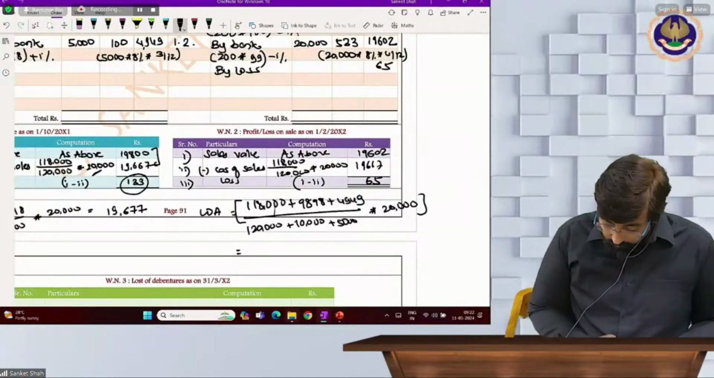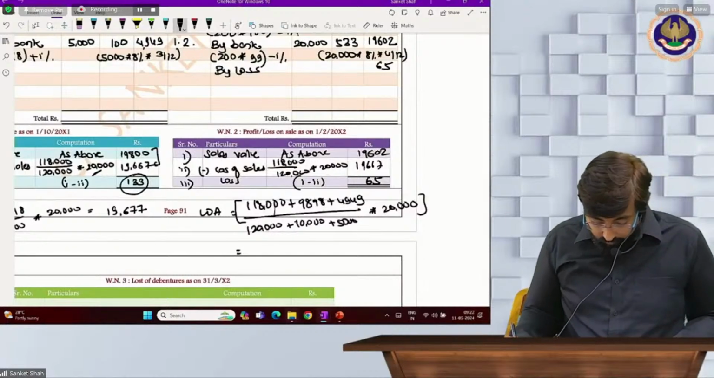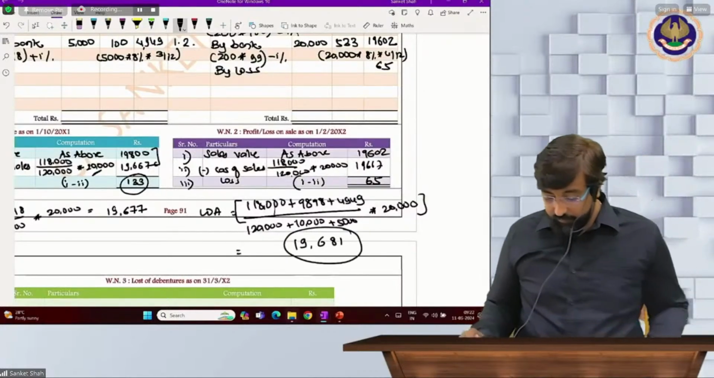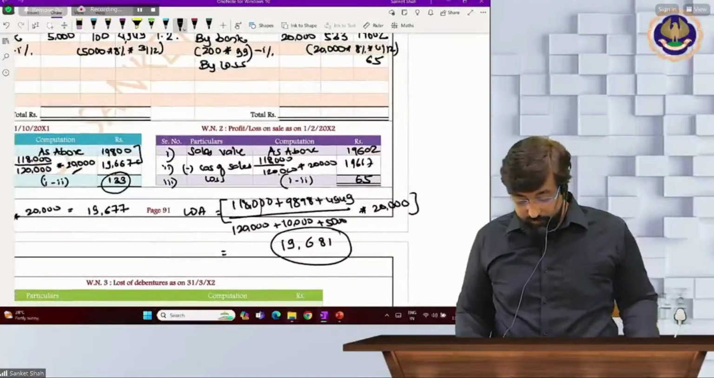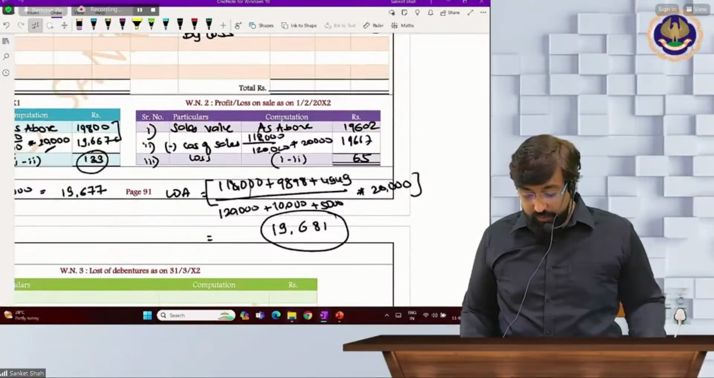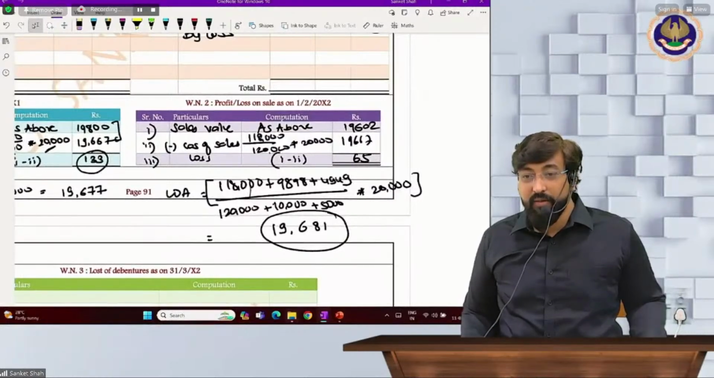21,255. नहीं, हाँ. Divided by 135 into 20,000. 19,681. See the answer. Yes, sir. Correct है क्या? बाकी लोग, is it correct? Yes, sir.